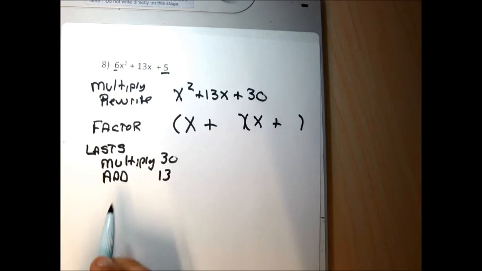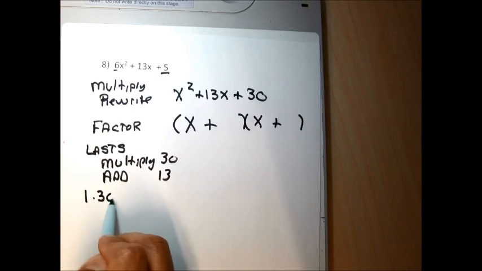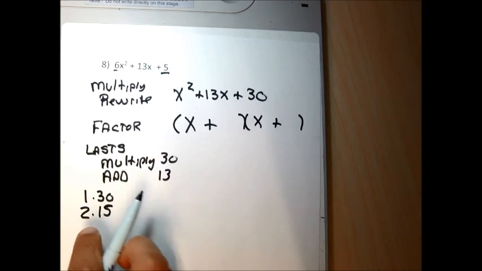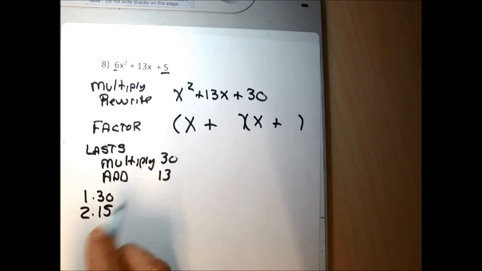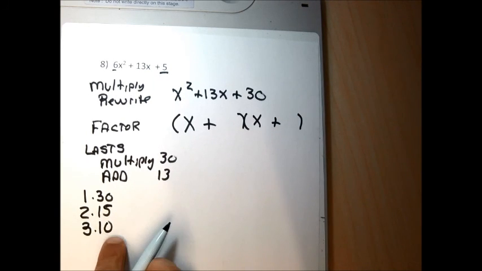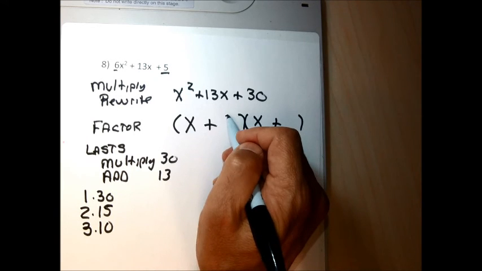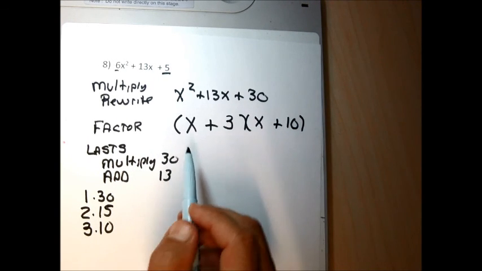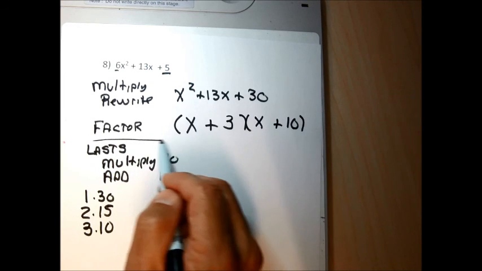And they're double pluses, so I can go 1 and 30. Those add to be 31. That's no good. 2 and 15 multiply to 30, but they add to 17. Those are no good. 3 and 10 do it. 3 and 10 multiply to 30, and 3 plus 10 is 13. So that's my lasts. I'm not done because the next step of bottoms up is the important step.